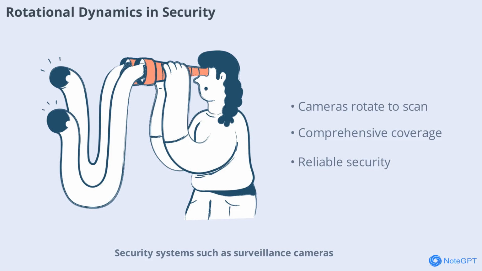Security systems, such as surveillance cameras, often use rotational motion to scan and monitor areas. Understanding how to control and optimize this motion ensures comprehensive coverage and reliable operation. Rotational dynamics helps keep our homes and businesses safe.